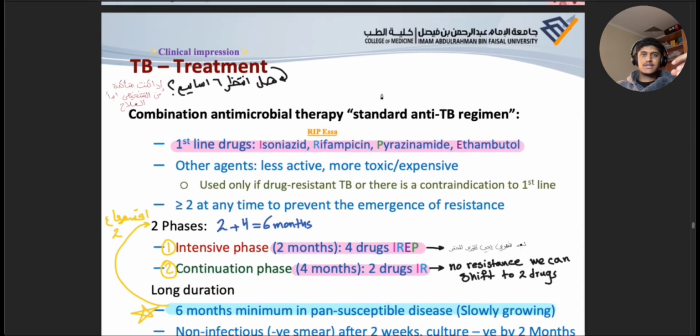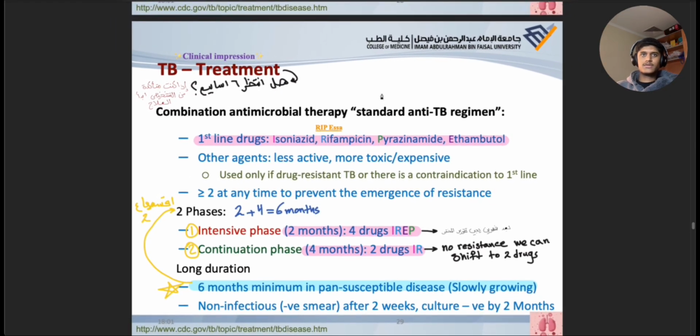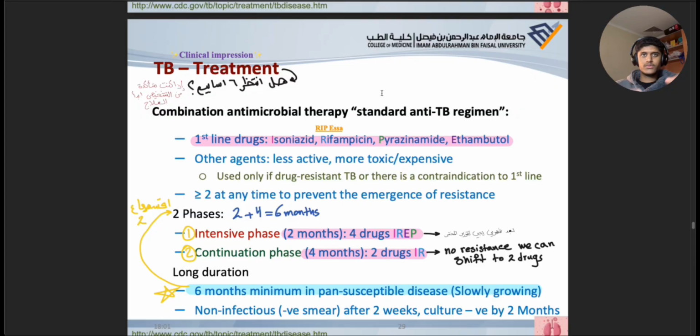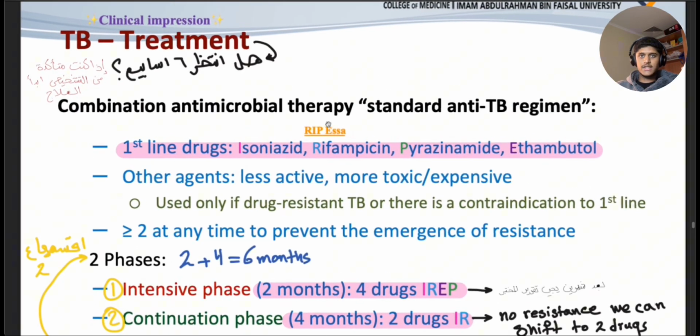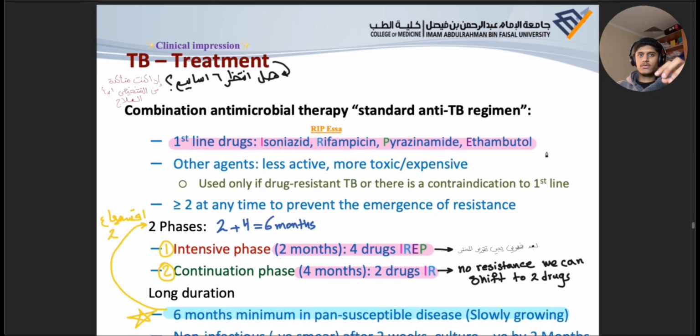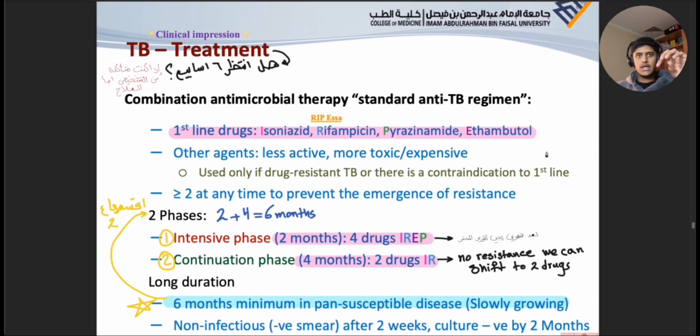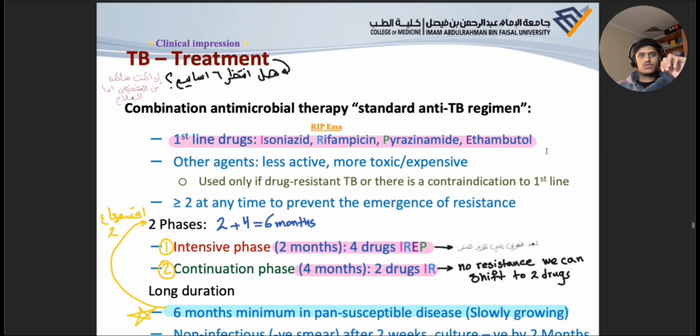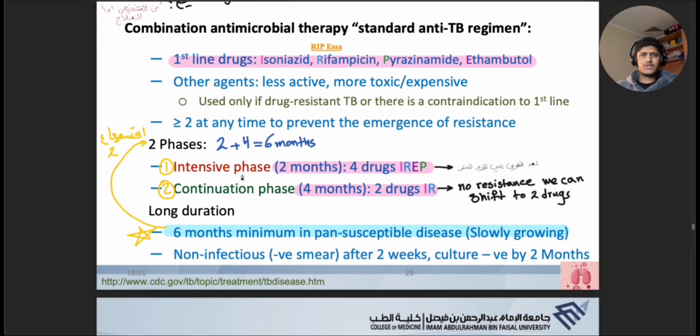Okay, should we wait 6 weeks to start a treatment? Sometimes no. We have a clinical impression and we start with a standardized anti-TB regimen: rifampicin, isoniazid, pyrazinamide, as well as ethambutol. These are the 4 drugs that we will be starting right away as a first line to treat our patient. If there is no contraindication, these are the drugs that we will focus on. The other agents are less active, more toxic, and much more expensive.